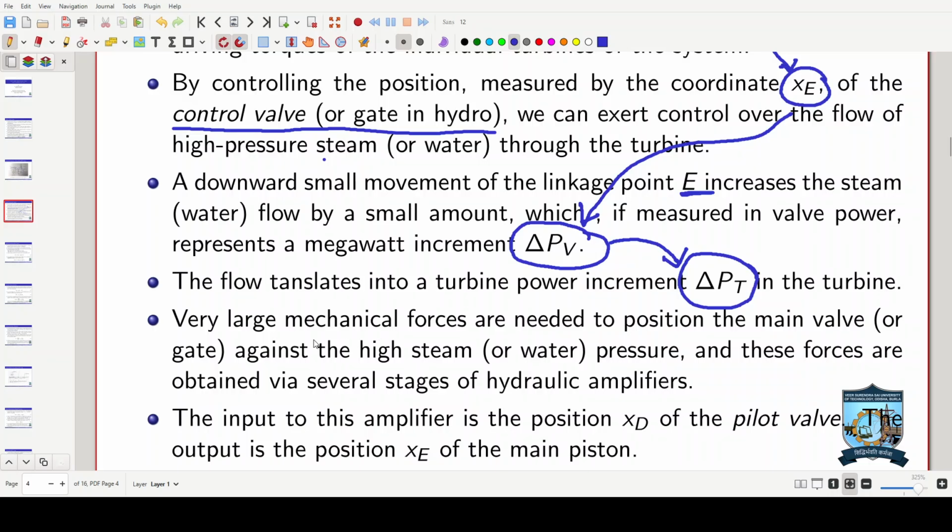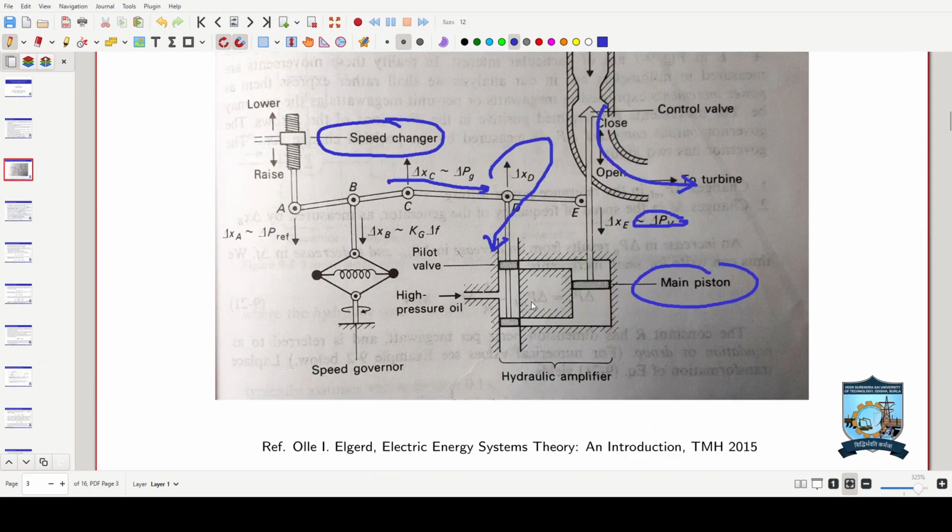Very large mechanical forces are needed to position the main valve or the gate against the high steam water pressure. Therefore we use various stages of hydraulic amplifier. So what is the hydraulic amplifier? As we saw here, this is the hydraulic amplifier having this oil pressure. This is the valve power that actually increases or decreases the steam flow, whereas this is obtained from this linkage mechanism.